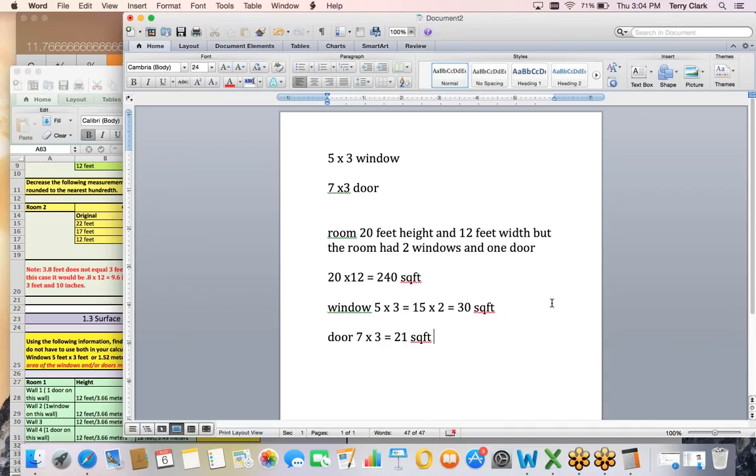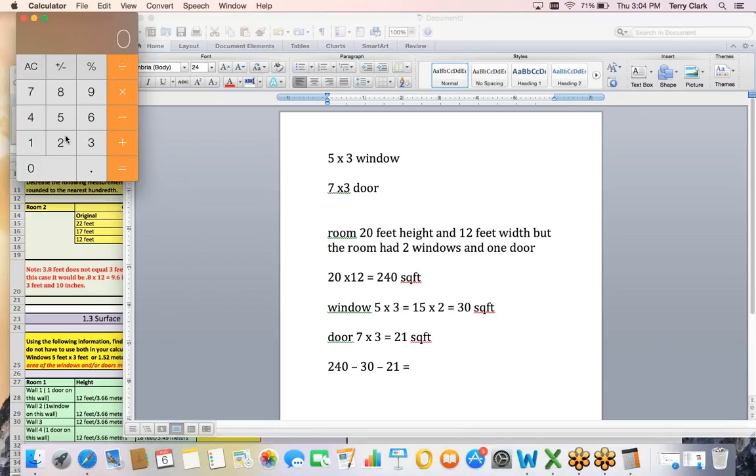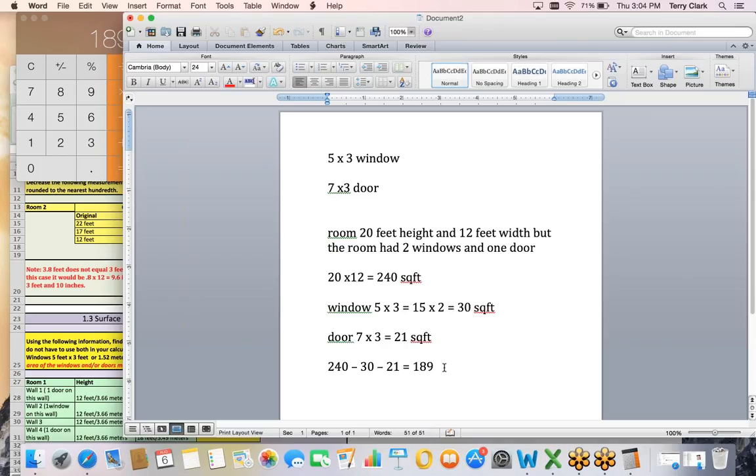Okay. So now what we got to do is we're going to take the 240. We're going to subtract out the 30 and the 21. And then that's going to give us our number. 240 minus 30 minus 21. That's going to give us 189 square feet for the wall. Okay. So we got 189 square feet for the wall.